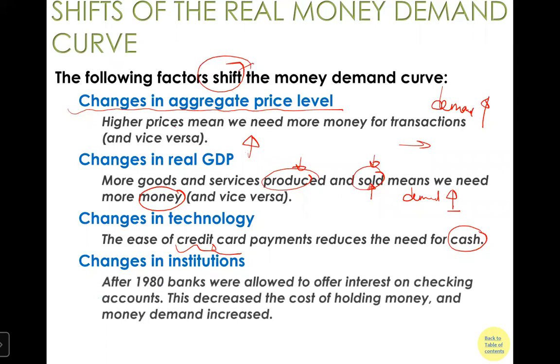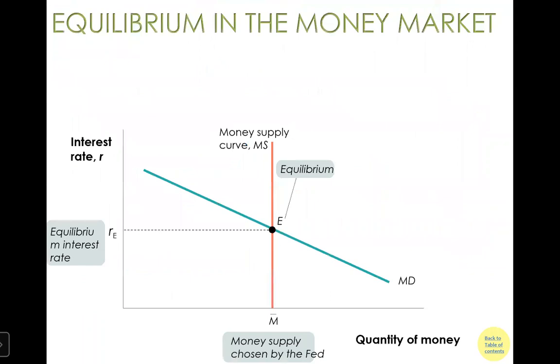And then lastly, maybe there's a change in institutions. So that's going to reduce or increase the demand for money, right? Now to finish the picture, first we have money demand, now we have money supply. Money supply is chosen by the Fed, so that's going to be independent of the interest rate. But the supply, chosen by the Fed, and the demand, coming from the market, will jointly determine the interest rate.